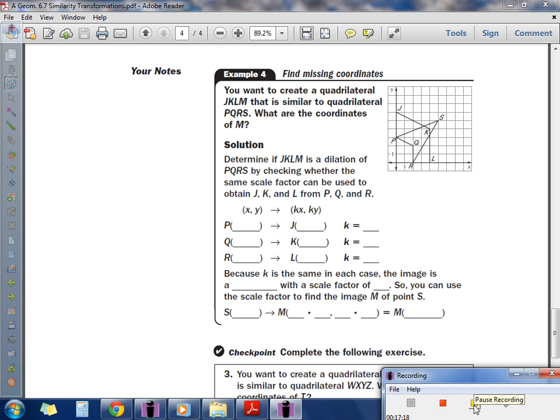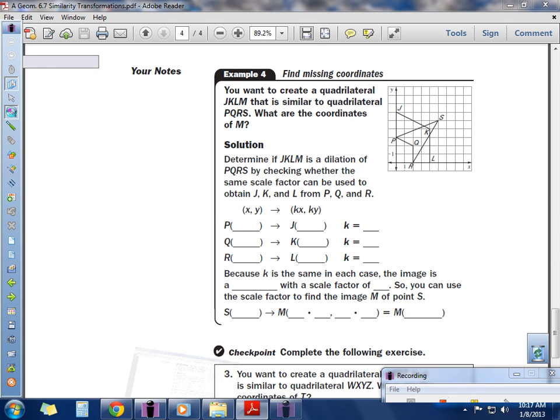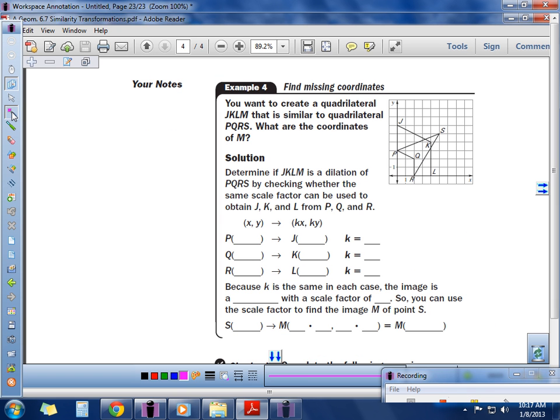I'm now going to go to example 4 so we can finish this lesson. You want to create a quadrilateral JKLM similar to quadrilateral PQRS. What are the coordinates of M? So the key thing is to figure out which letters correspond. Right now I can see P corresponds to J, Q corresponds to K, and R corresponds to L. So make sure that you can see those corresponding points. I'll kind of color code them to try to help you out.